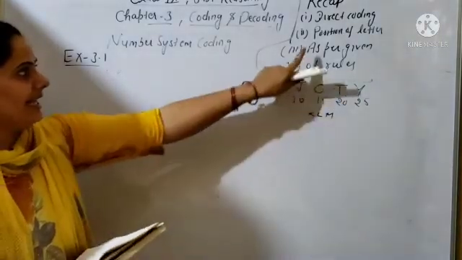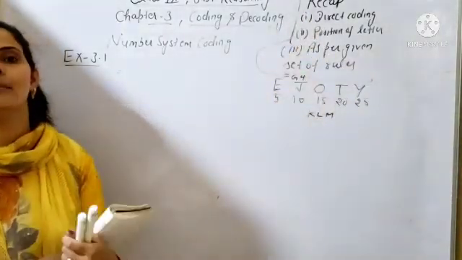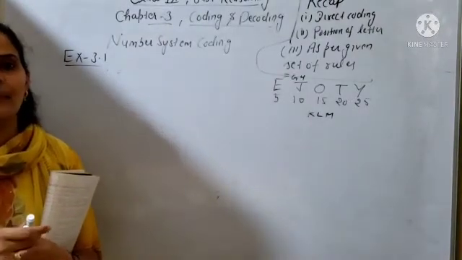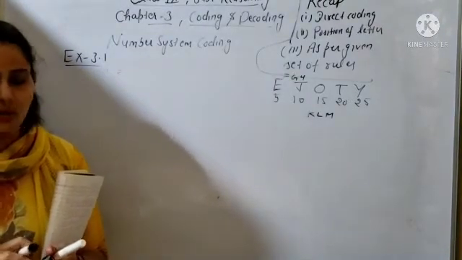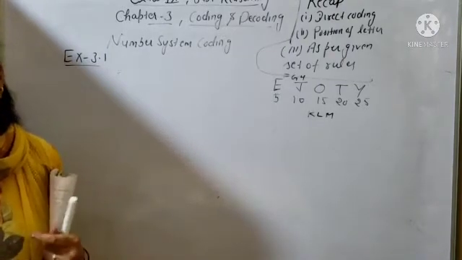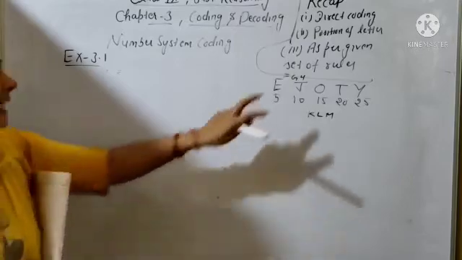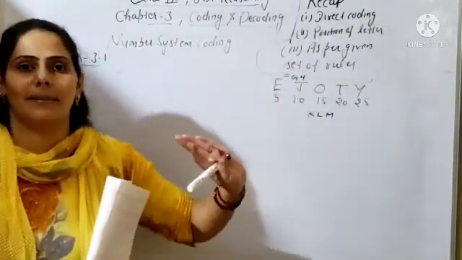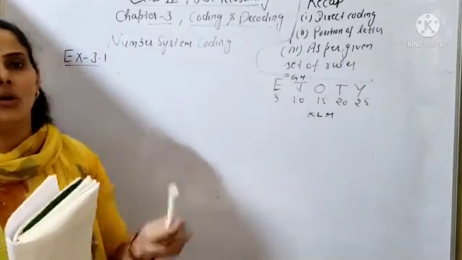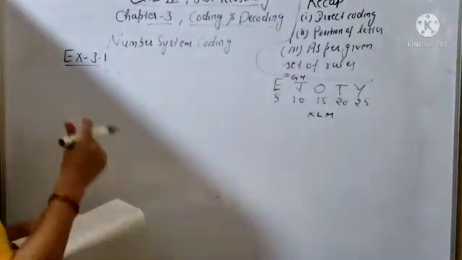But in the second one, position of letters in English alphabet, these types of questions you have to practice. There are many types of questions, and in these we will follow a trick. You have to find out the trick in the second type, position of letters in English alphabet. Other than direct coding and as per given set of rules, these are very easy. All will be given in the questions. Okay, so fourth question.